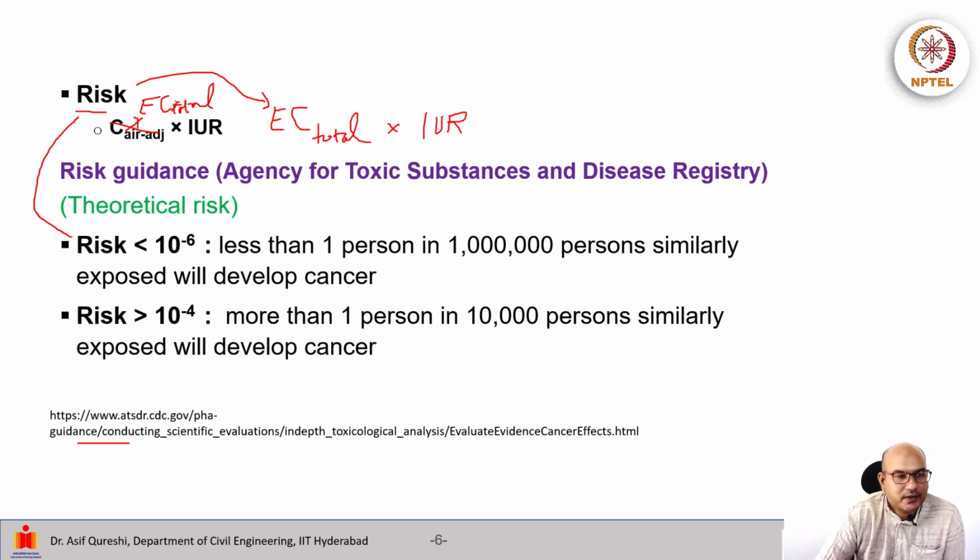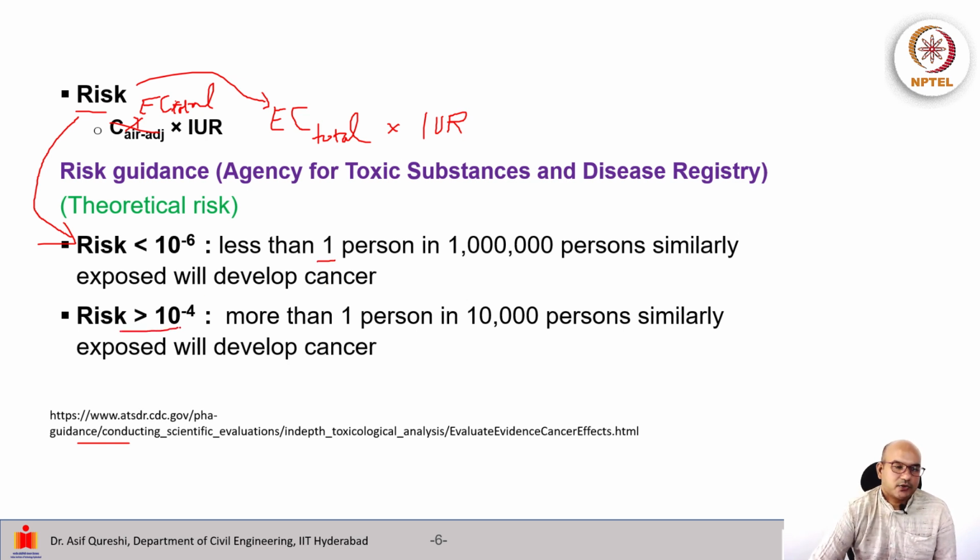Now, if this risk value is less than 10 to the power minus 6, that means less than 1 person in 1 million persons similarly exposed will develop cancer, which means if 10 to the power 6 people were exposed to the same air, less than 1 person will develop cancer.